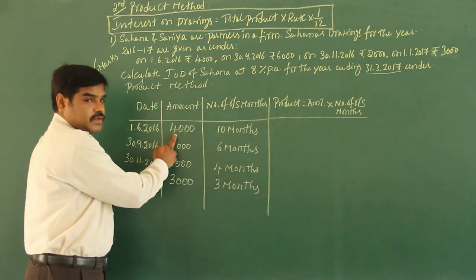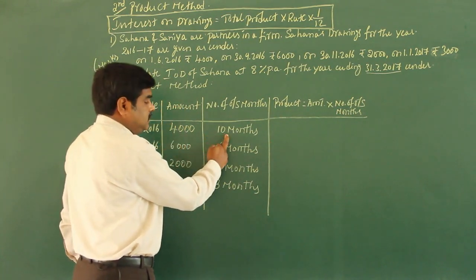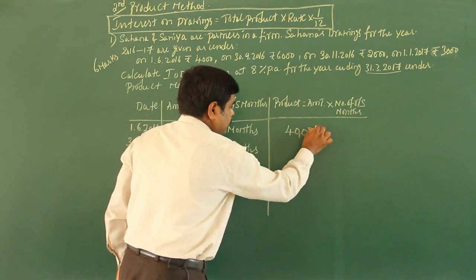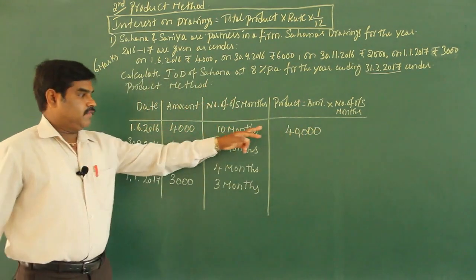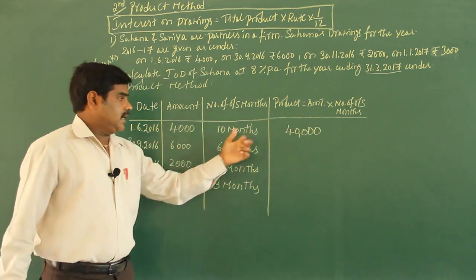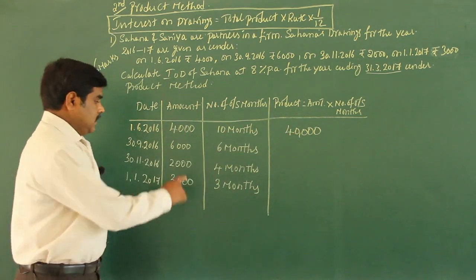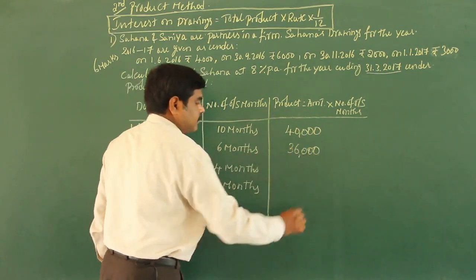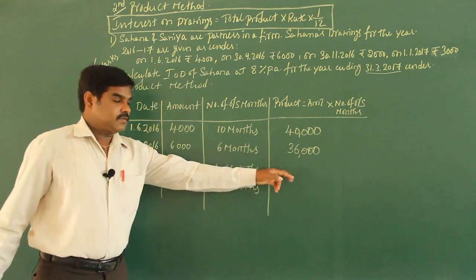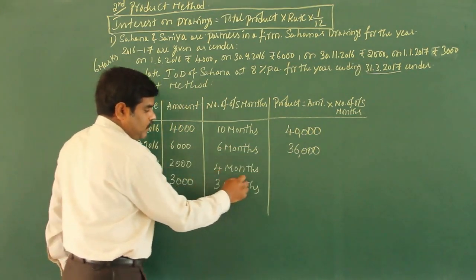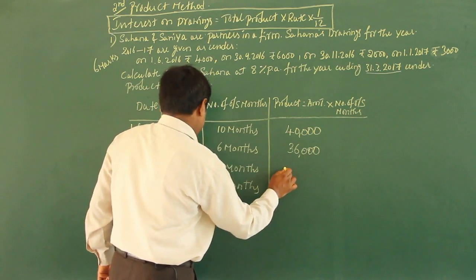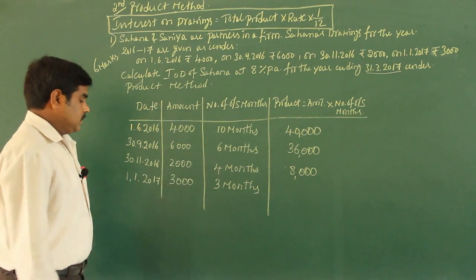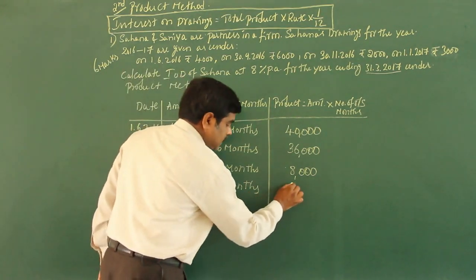Of course, product is equal to amount into number of outstanding months. Amount 4,000 rupees, outstanding months is 10. So 4,000 into 10, 40,000. You use a calculator and go on doing the calculation. 6,000 into 6, 36,000. 2,000 into 4, 8,000.